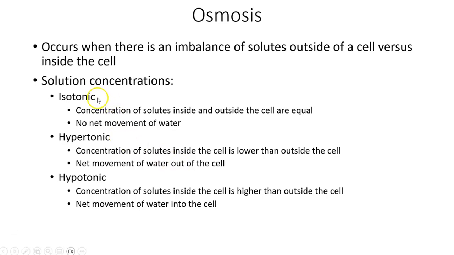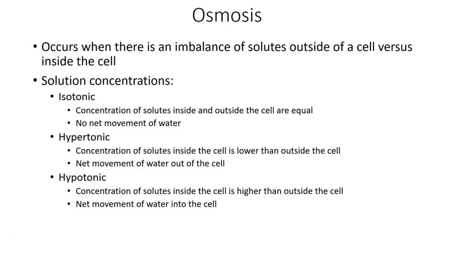So we have some different types of concentrations of these solutes in this solution that have special names. First is isotonic solutions. This is where the concentration of those solutes inside and outside of the cell are equal, so there's no net movement of water. And that net movement basically means that water molecules are still moving back and forth through that membrane, but there's not more water going in one direction than the other.